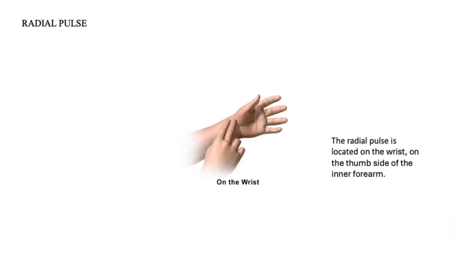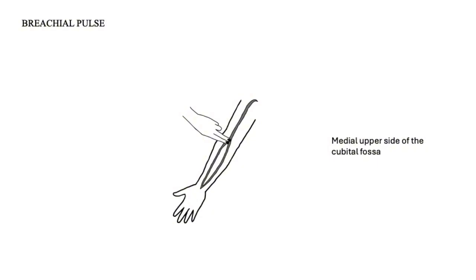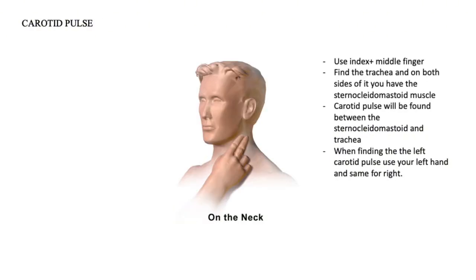After this, you assess the pulses, starting with the radial pulse on the thumb side of the wrist. Then move to the brachial pulse, which is found on the medial side of the cubital fossa, just inside the elbow. The carotid pulse is next.